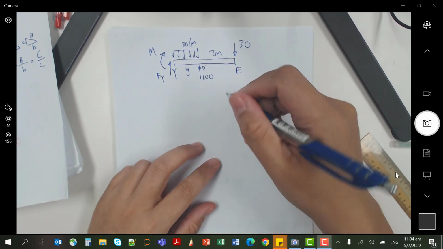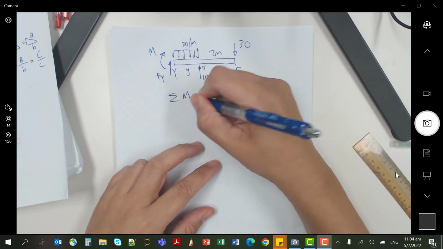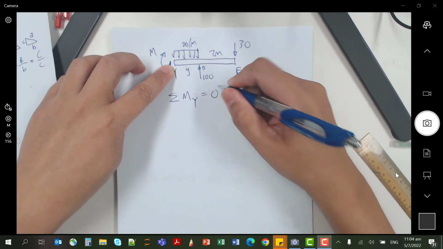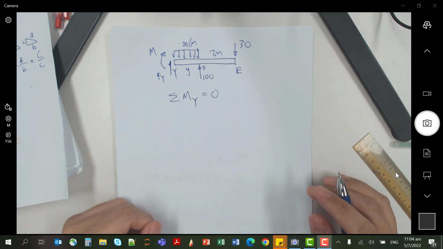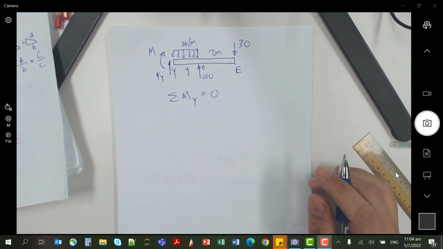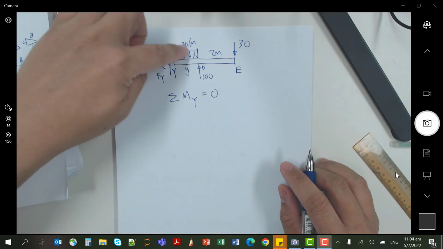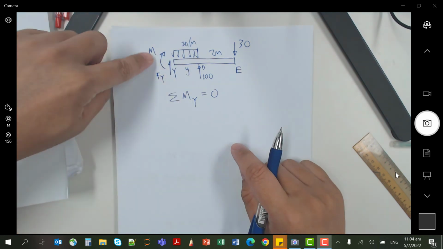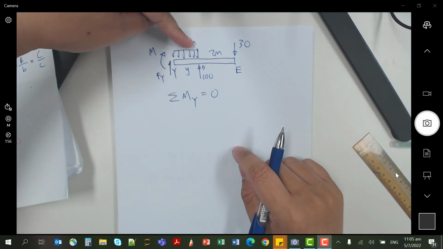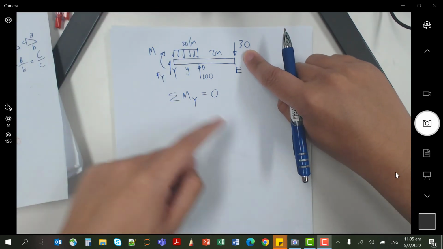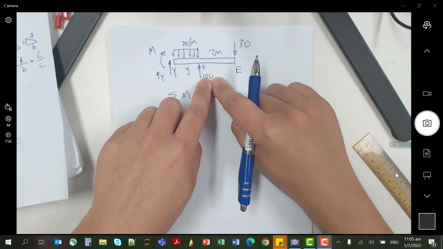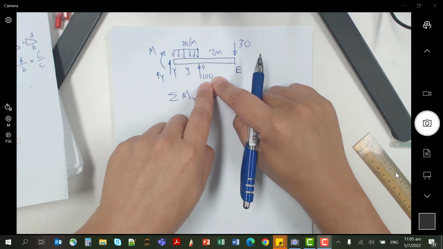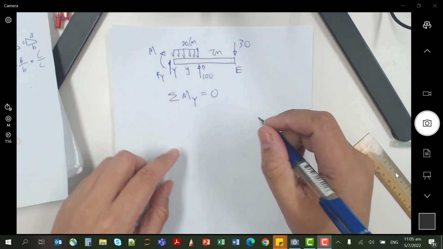Alright, finally, we are going to sum the moments about where we cut, which is y, equals to 0. So let's take clockwise to be positive and anti-clockwise to be negative. So this one will be positive. UDL will give a positive moment. The force at E will give a positive moment. Only the force at D, the 100 kilonewton, will be anti-clockwise. So this is a negative moment. All right, so let's go. Positive.